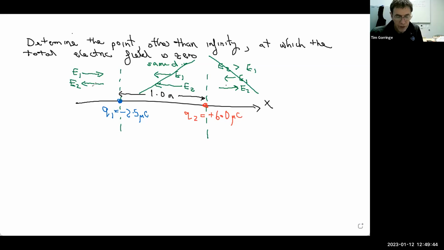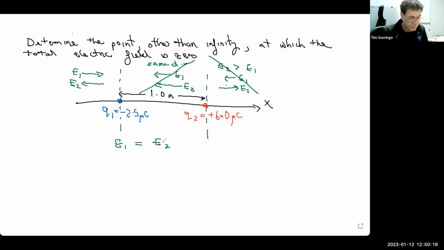To find the location where the two fields E1 and E2 are equal and opposite, let's start with the basic idea that the strength of E1 and the size of E2 must be equal at this location. When I'm referring to E1 and E2 here, I'm not thinking about the directions. The directions I know are equal and opposite. I'm thinking just about the strengths. The size of E1 is the size of E2.